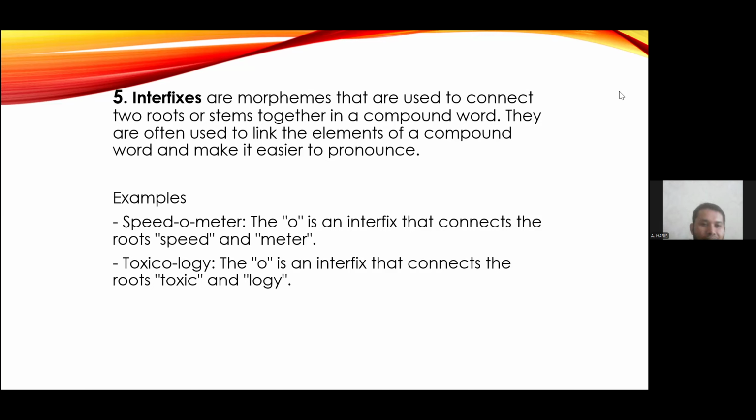Okay, the last example for interfixes, toxicology. The o is an interfix that connects the roots toxic and logy. Okay, the last of the types of affixes.